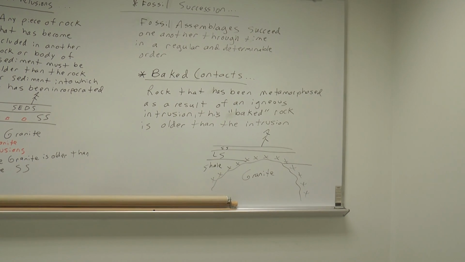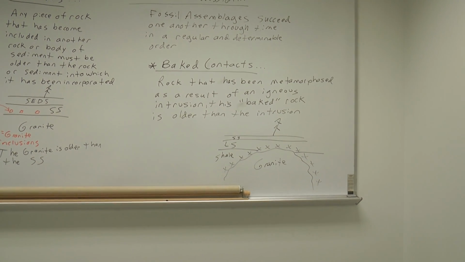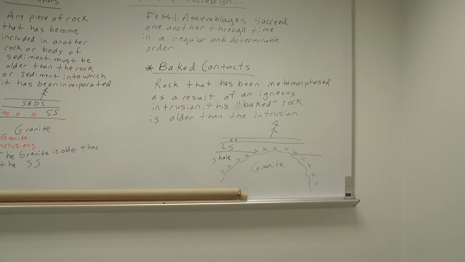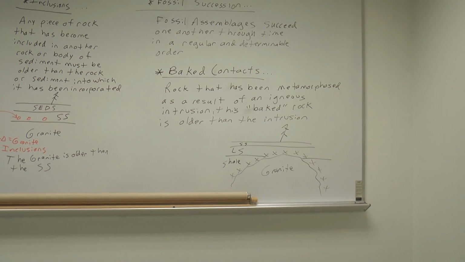All right, back to baked contacts. So what this is telling us is that a zone of contact metamorphism will let us know that that rock that has been baked or metamorphosed must be older than the intrusion.